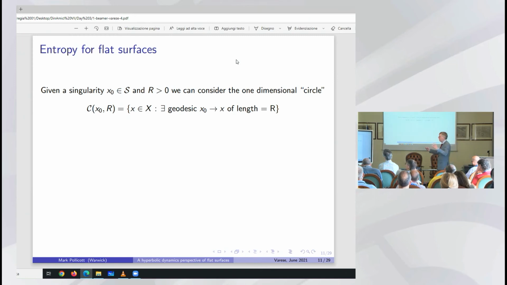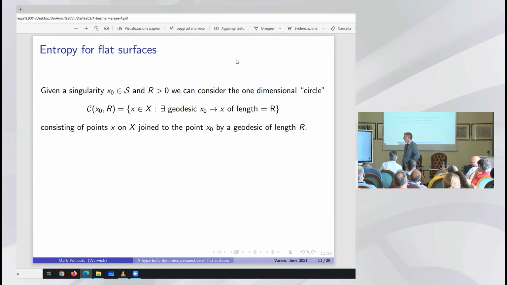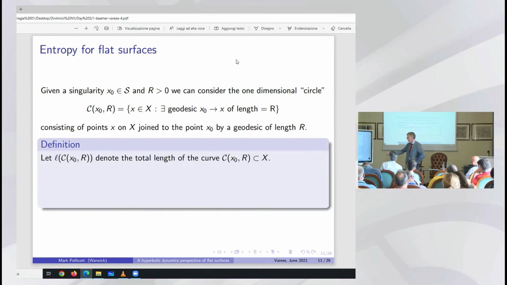Okay, so the definition is that I'm going to define a big circle on my surface. It's going to wrap around a lot, and it's going to consist of fixing a point x0 and looking at all the points on this circle which are joined to this point x0 by a geodesic. And the geodesic might be just a straight line on the flat surface, or it might be a combination of these paths which zigzag between the singularities. These are all possibilities. And the definition of the entropy will be exactly the same as it was in negative curvature.